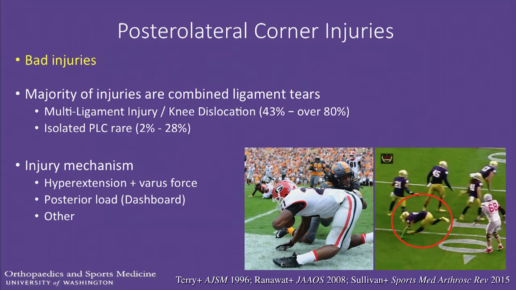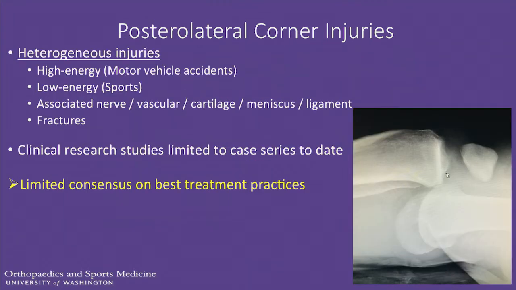The mechanism is that hyperextension and varus force. It could likely be a posterior load, like a dashboard type injury from a car accident as well. There's some other pictures of folks that have had injuries similarly on the football field. The big thing to remember about these injuries is that they're a diverse group of injuries. They're very heterogeneous because they can occur with different associated ligament injuries, and they can be caused by different mechanisms.